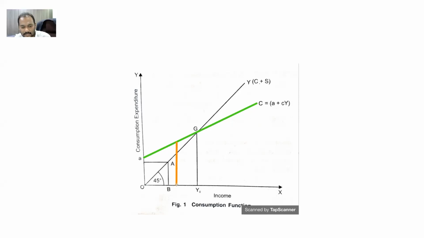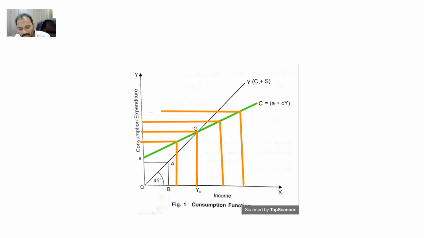Assume that your income is this much, your consumption is this much. Your income increases to this much, your consumption also increases here. Again, income is increasing, consumption also is increasing. So the reason why it is positively sloped is because as income increases, consumption increases. Yes or no, my dear students? Yes, sir.